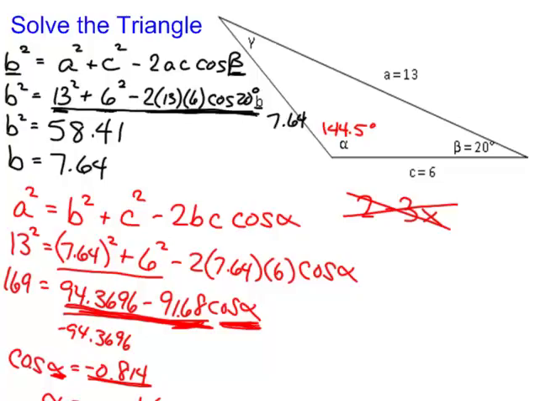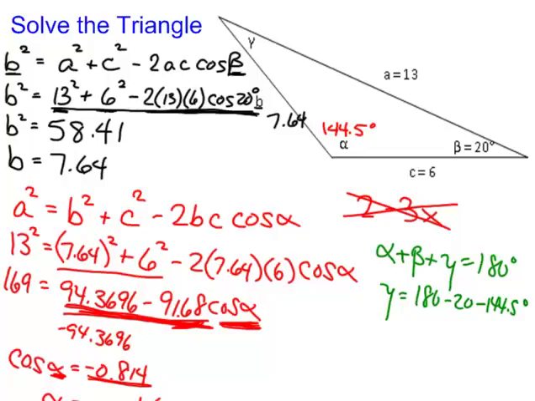Now, the last thing that we need to do to solve that triangle then is we need to find gamma. Now, in this case, remember that alpha plus beta plus gamma has to equal 180 degrees. If I know 2 of those angles, I could find the third one. In this case, gamma is going to be 180 minus 20 minus 144.5. And when we subtract those, we get gamma is 15.5 degrees. Okay? So this is 15.5 degrees. So now we've solved the triangle, and we know all the side lengths and all the angle measures.